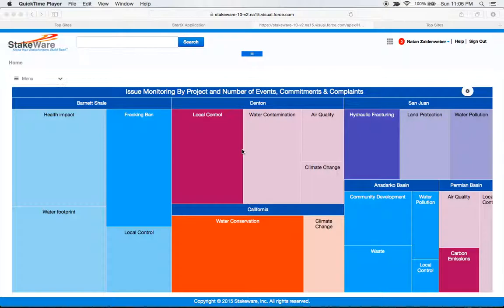The following is a brief presentation of the Stakeware technology. We start by looking at our issue intelligence dashboard. Here I can monitor projects and issues.